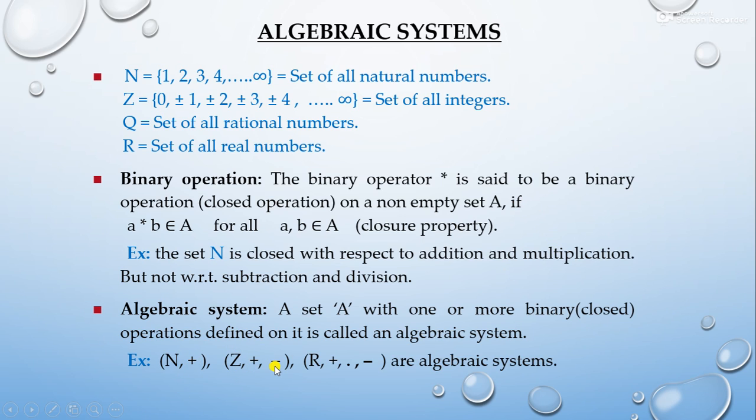Like the integers, if we talk about the integer set, it is also closed with addition and subtraction, right? And the real numbers are a set, or we can say an algebraic system, under all the operations: addition, multiplication and subtraction. So all these operators make this set an algebraic system, right? You can check it.